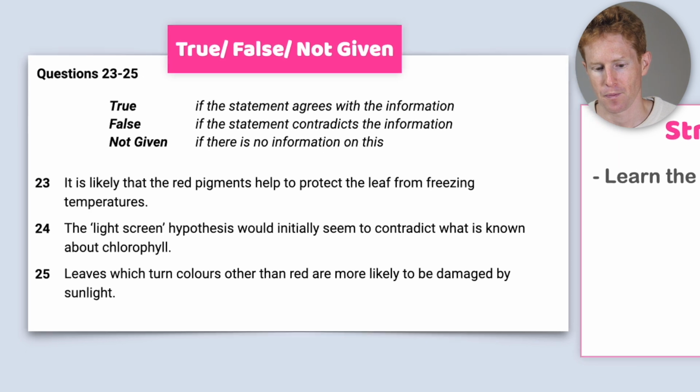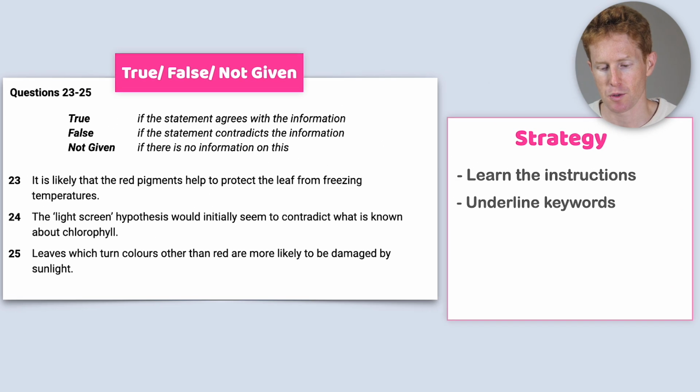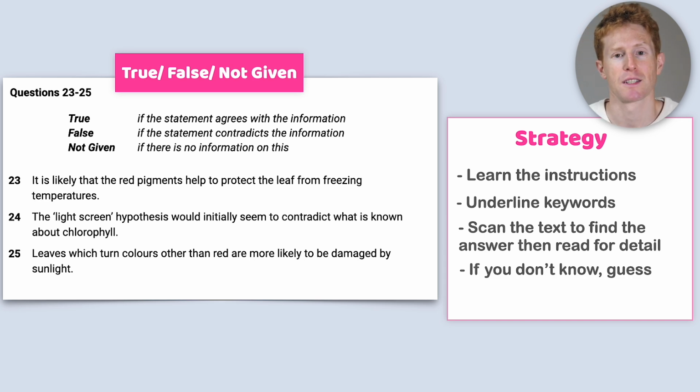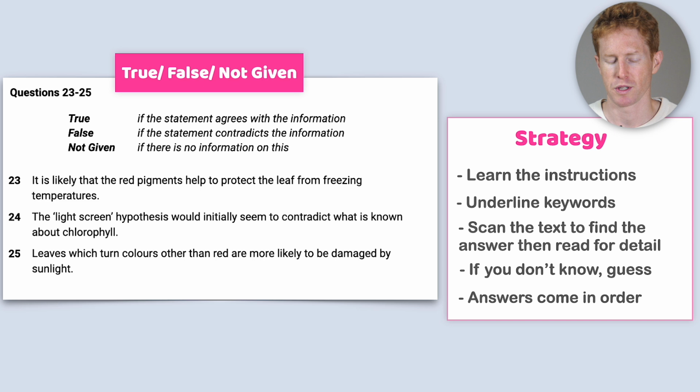You're going to underline keywords. We're going to do that together. We're going to scan the text to find the answer and then read that part in detail. Now, if you don't know, for each one you've got a 1/3 chance, a 33% chance of getting it correct, so you may as well have a go guessing. Remember, don't leave any answers blank. The answers will come in order.